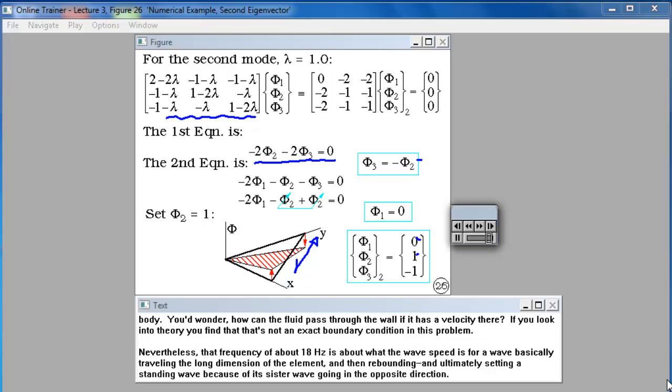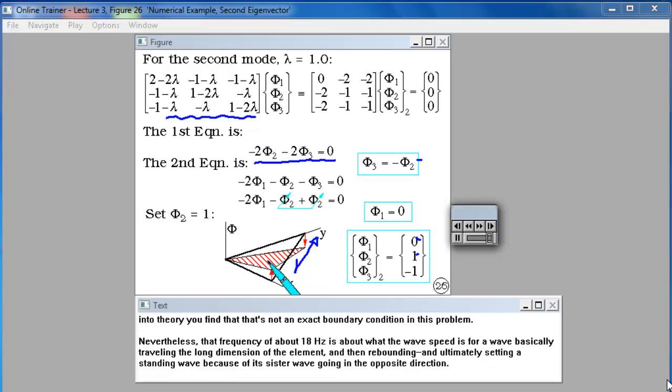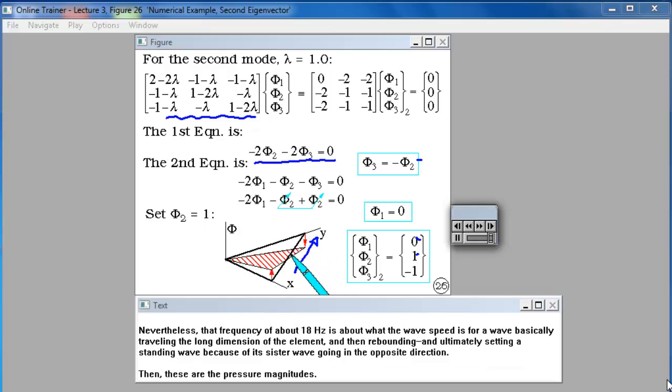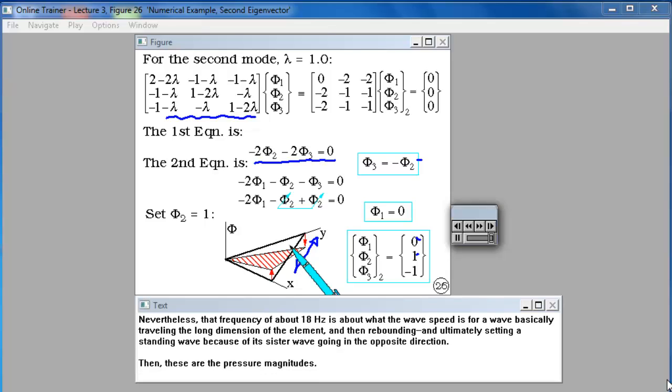Nevertheless, that frequency of roughly 18 Hertz is about what the wave speed is for a wave basically traveling the long dimension of the element and then rebounding and ultimately setting up a standing wave because of its sister wave going in the opposite direction. And then these are the pressure magnitudes.